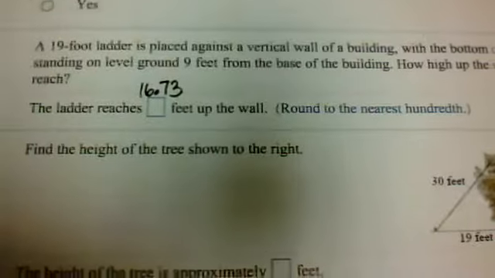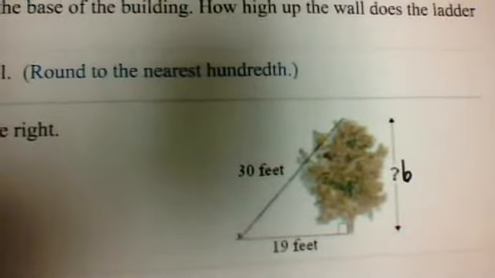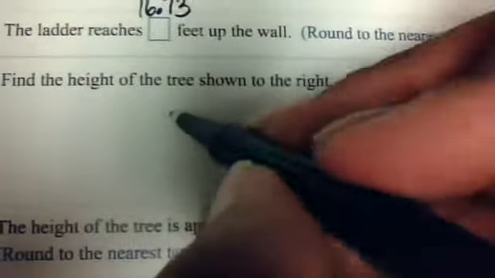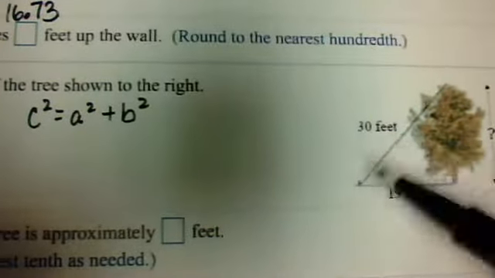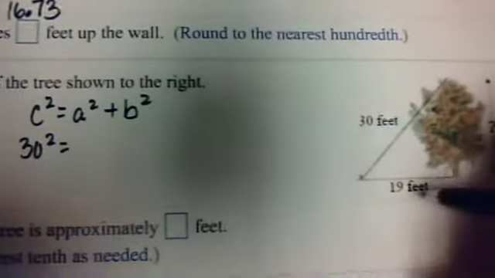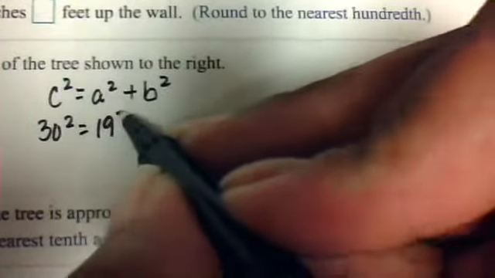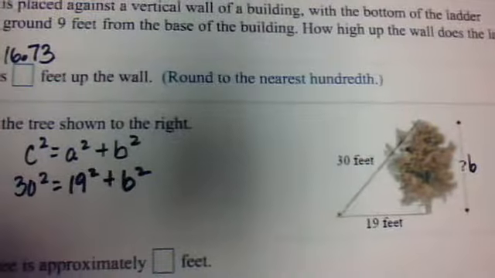Okay. All right, here's another problem similar to that. Find the height of the tree shown at the right. Now here we're trying to find the height, so I'm going to let B be the height. And then I'm still going to use the Pythagorean Theorem just like I did in the other problem, which is c squared is equal to a squared plus b squared. In this case, our c is the hypotenuse, that's 30 feet. So that's 30 squared is equal to a, which is 19 feet, so that'd be 19 squared plus b squared. And b is the height of that tree that I'm trying to find.